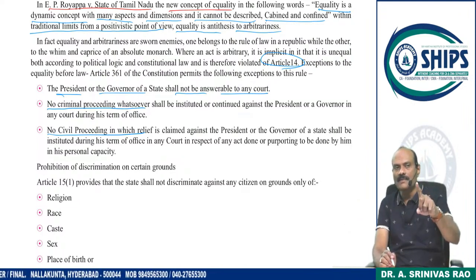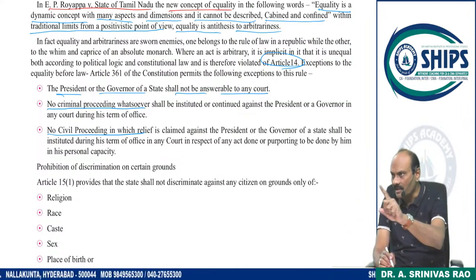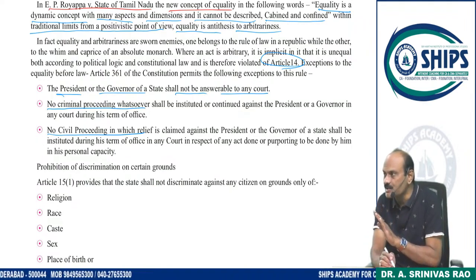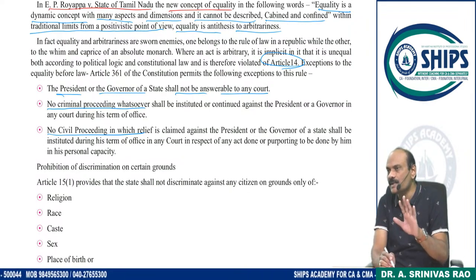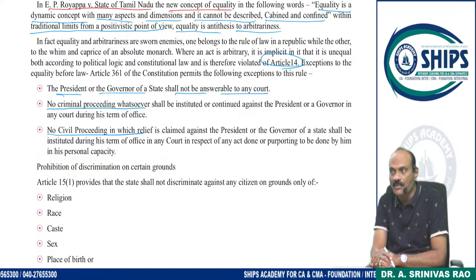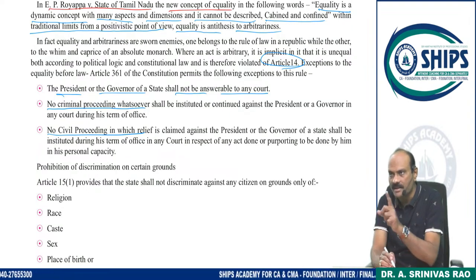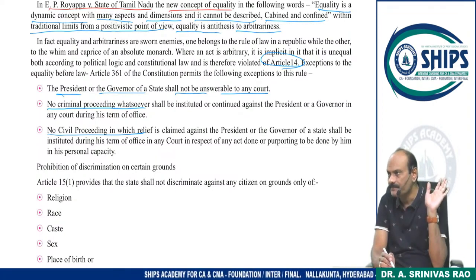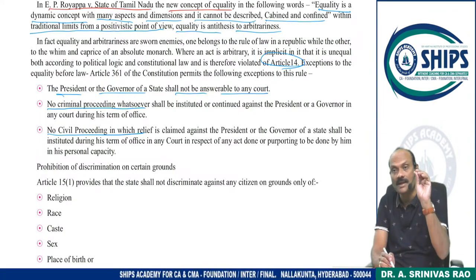Means the president or governor cannot be jailed while they are in office. Second, they need not pay any damages to any person. Usually all are equal before the law, but there are two persons over and above the law, the president and the governor. Against a president, there is no prosecution. A case cannot be filed. No case will be entertained by any court.